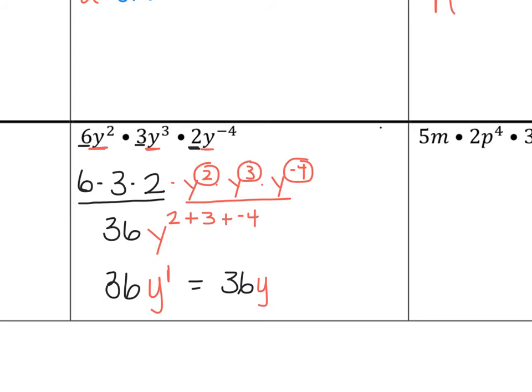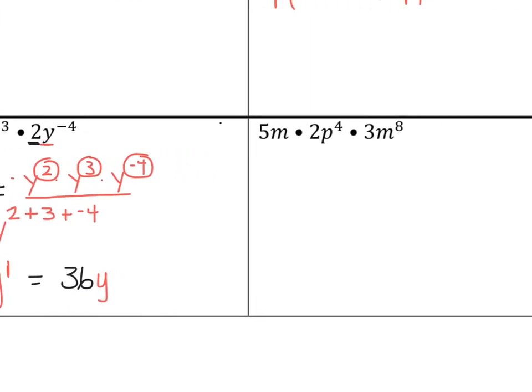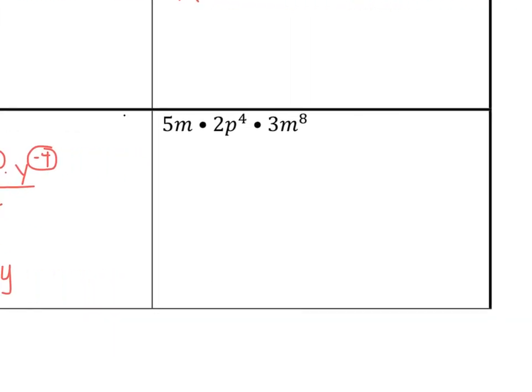Okay, last example on the front. We have different coefficients, 5, 2, and 3, and we have different bases. So I'm going to regroup my numbers and my letters. So I'm going to regroup my 5, my 2, and my 3. So it's 5 times 2 times 3. I have a base of m here. Doesn't have an exponent, so I'm going to give it a 1. And I have a base of m here, which has an exponent of 8. And then I have p to the 4th.